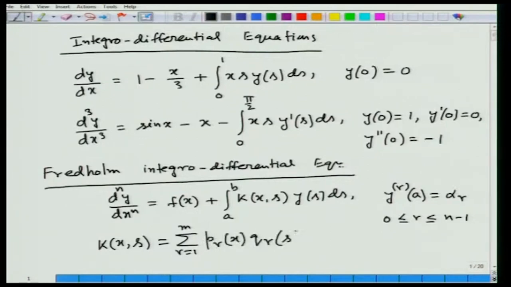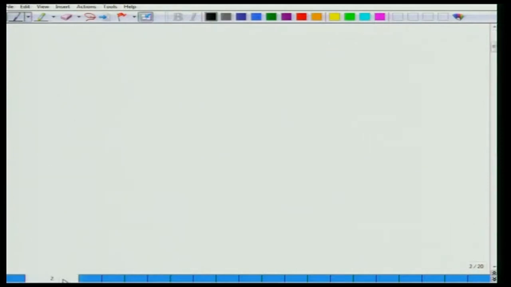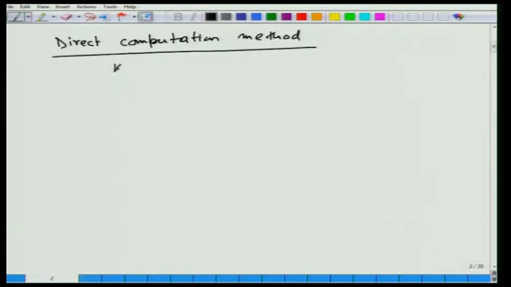Now, first we discuss the direct computation method to solve this type of integro-differential equation. And for simplicity of theoretical discussion, here we assume that K(x,s) is a separable kernel of the form p(x) q(s). Just for simplicity, we are considering this type of separable format, but of course, with illustrative examples, we will be considering kernels of the form sum over r from 1 to m of p_r(x) q_r(s).